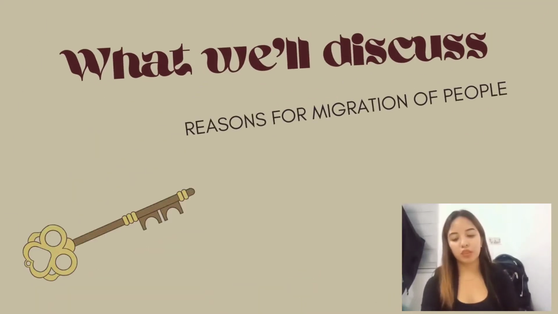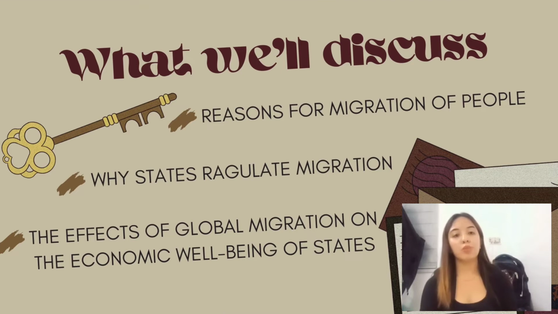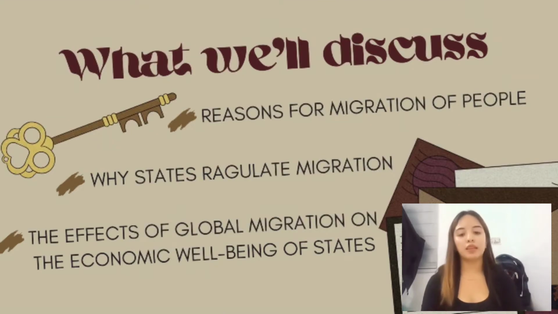Our objective is that students should be able to, number one, identify the reasons for the migration of people. Number two, explain why states regulate migration. And three, discuss the effects of global migration on the economic well-being of states. This lesson will look at global migration and its impact on both sending and receiving countries.